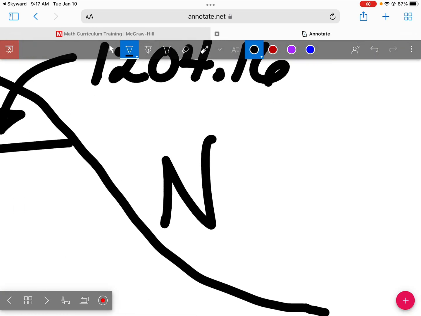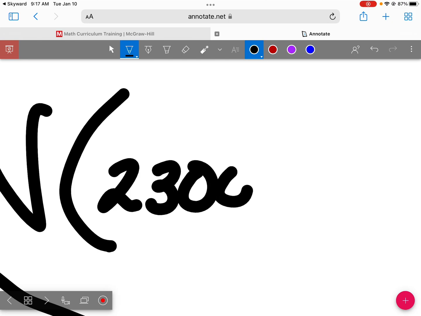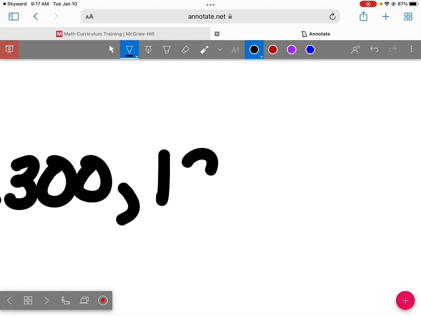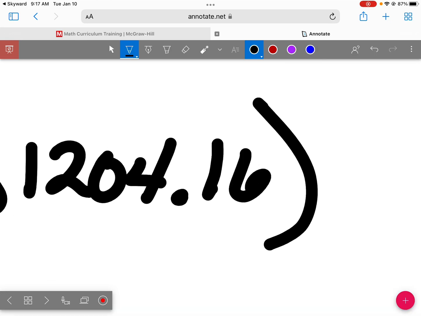1204.16. Don't forget to label this. That n is really important. It means that it is approximately normal, which we showed up above in Part A. That's why we're allowed to do Part C with a normal curve. 2,300 is the mean, and $1,204.16 is our standard deviation.